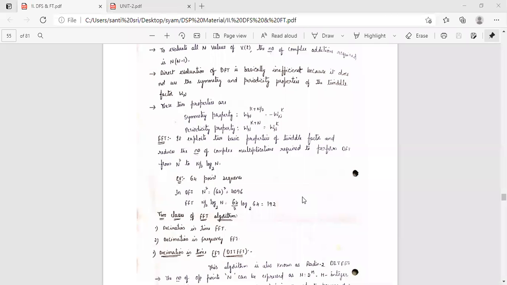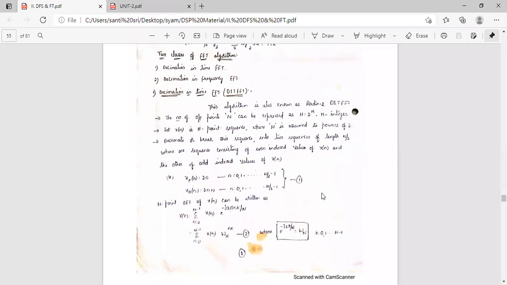Next, coming to the two classes of FFT algorithms. Here we have two classes of fast Fourier transform algorithms. The first one is decimation in time FFT, called DIT FFT. The next one is decimation in frequency FFT, called DIF FFT. Now we will see the DIT FFT, decimation in time FFT.